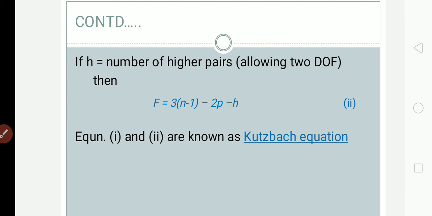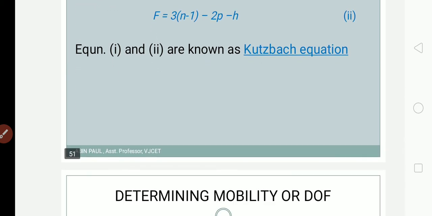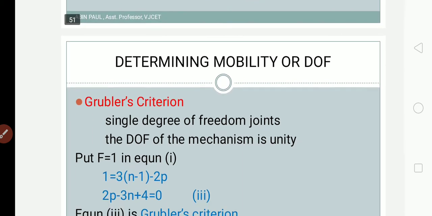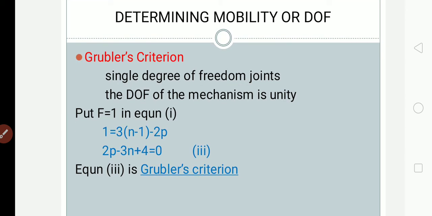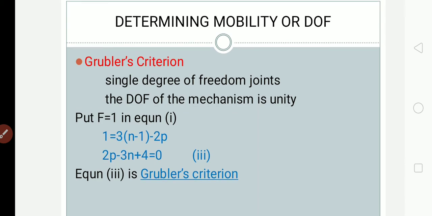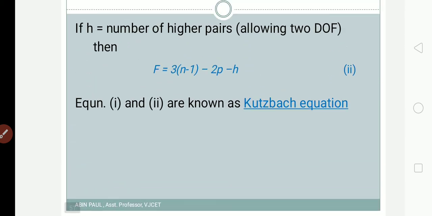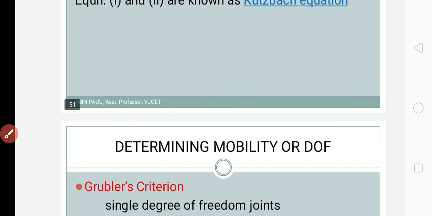These equations, the last equation was 1 and this equation is 2, are known as Grubler's equations. Now we have another criterion for determining the mobility, which is called Gabler's criterion. That is for single degree of freedom joints. If f is 1 for a pair, that is, degree of freedom is 1, it can move only in one plane, or it can have only one degree of freedom. Then we can use this Gabler's criterion.